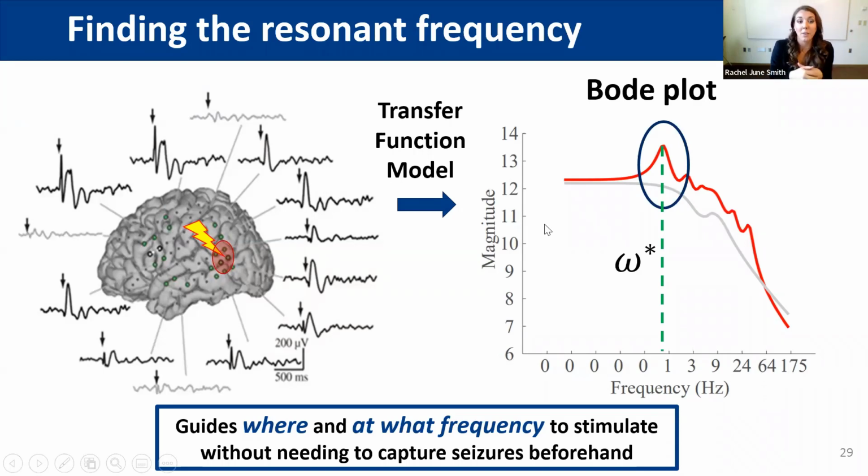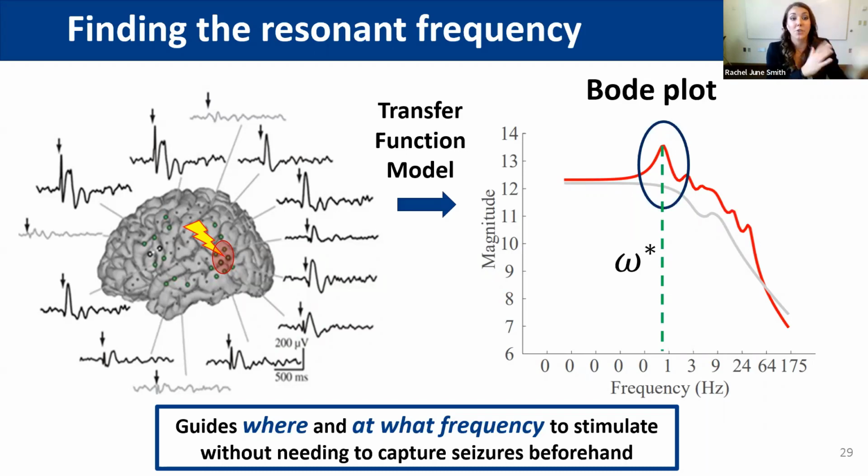And so this is the first method that we've seen that would be able to guide clinicians if they were trying to induce seizures with stimulation. This would be the first computational way that they'd be able to guide where and at what frequency to stimulate. And what's cool is that you can do this without needing to capture seizures beforehand. We're not doing this from any seizure data. We're doing this only from the single pulse electrical stimulation data.